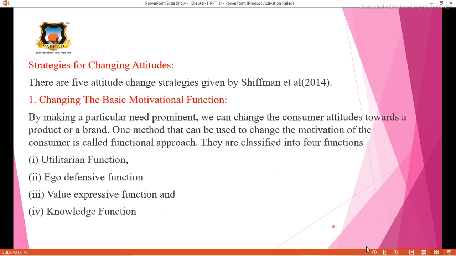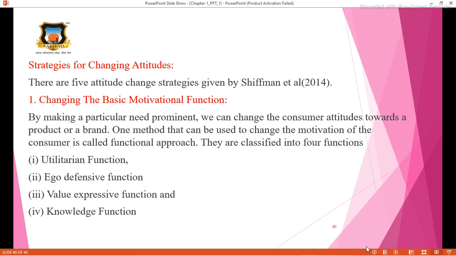Let us see the strategies for changing attitudes. By changing the basic motivational function, by making a particular need prominent, we can change the consumer's attitude towards a product or a brand. One method that can be used to change the motivation of the consumer is called the functional approach. So let us see.